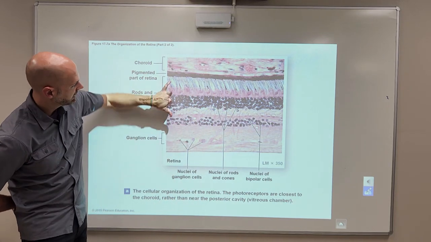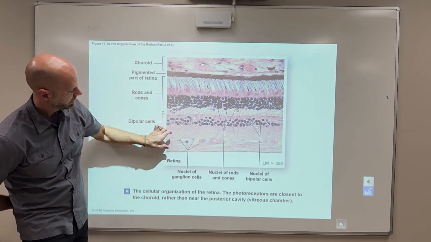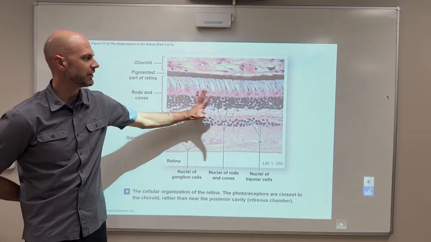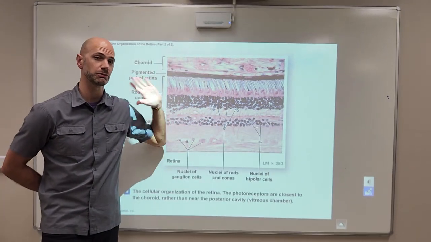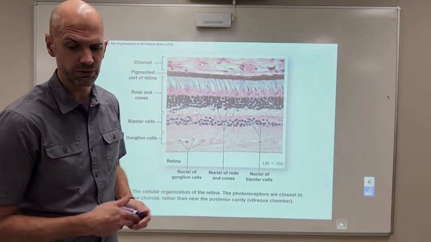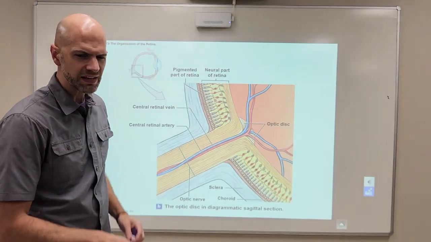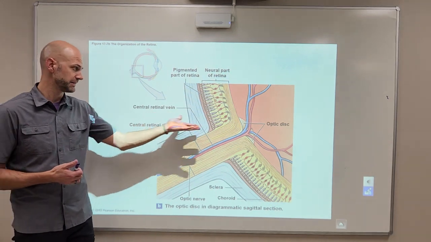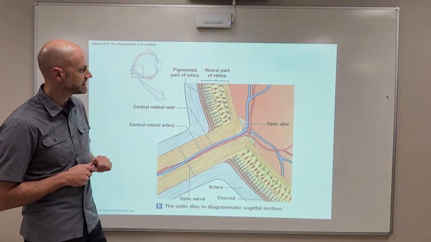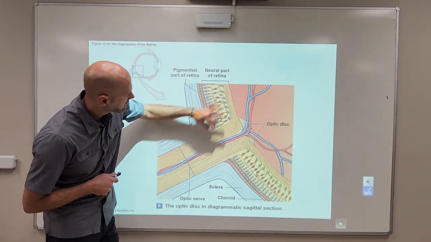Okay, so here's your 3 layers, 1, 2, 3. Highly organized. When you look at it under the microscope, it's really beautiful to look at because it's so even and organized. This is what it would look like. This is the artist's rendition of that. Okay, 1, 2, 3 layers.